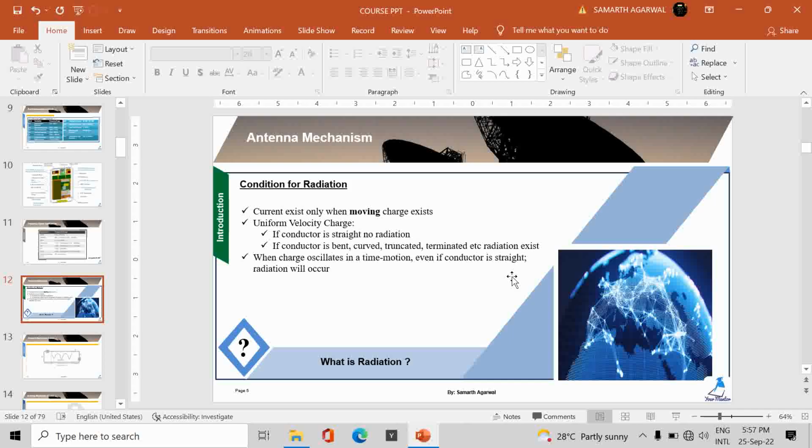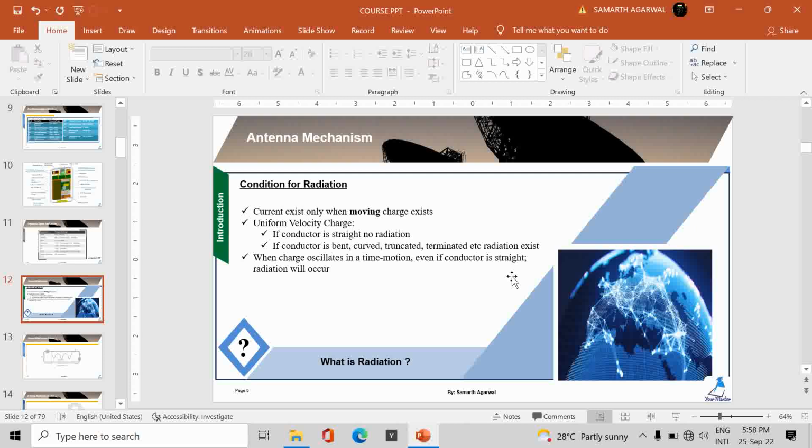Some mechanism will be there for the antenna. First will be your wire antenna, or the dipole antenna, in order to understand the mechanism for the wires. Further, two wire mechanism is also important, and the two wire mechanism only I am going to explain in this course. But before that, what are the conditions required for radiation to exist? That condition I have also mentioned here.